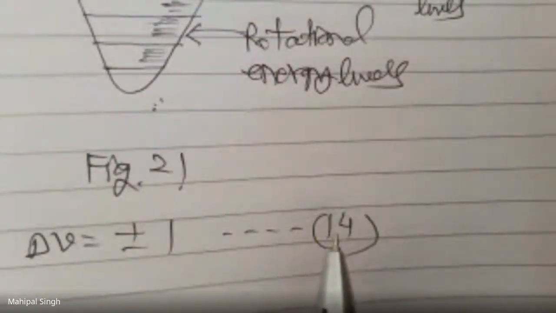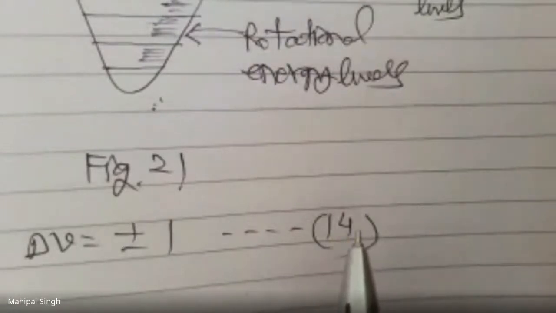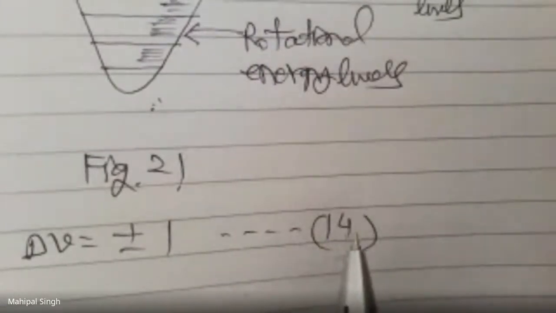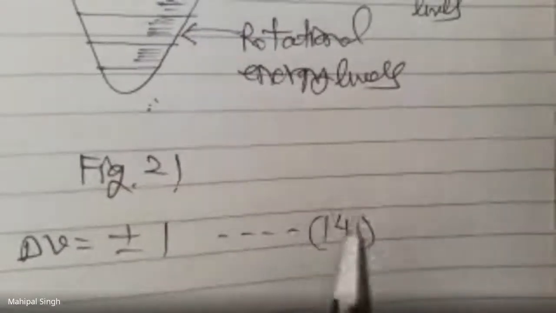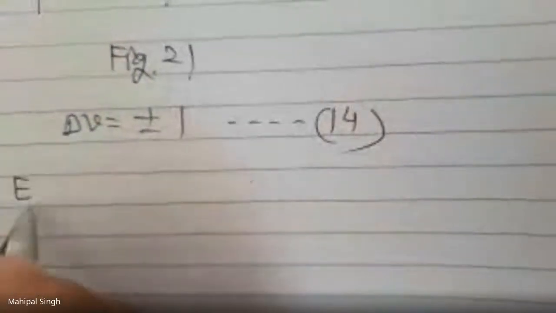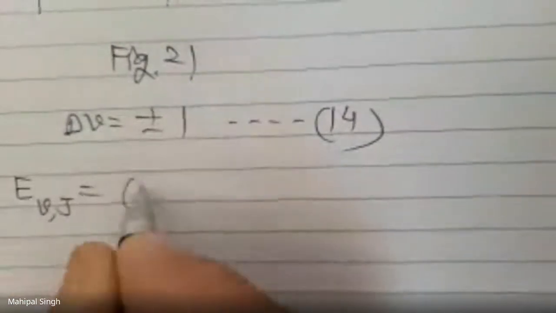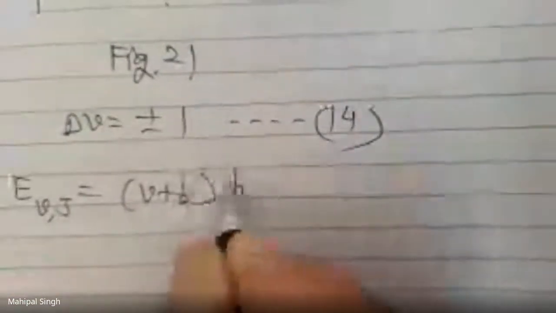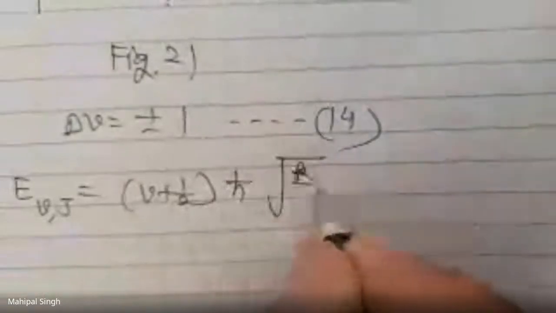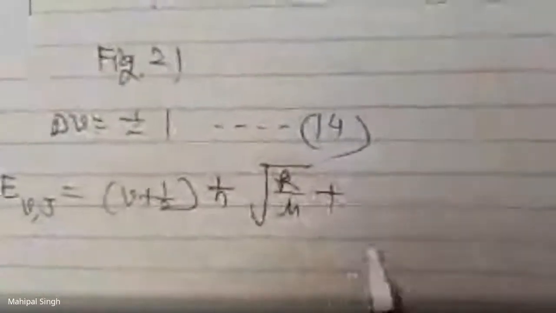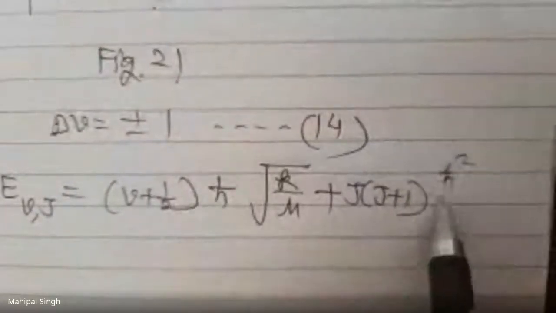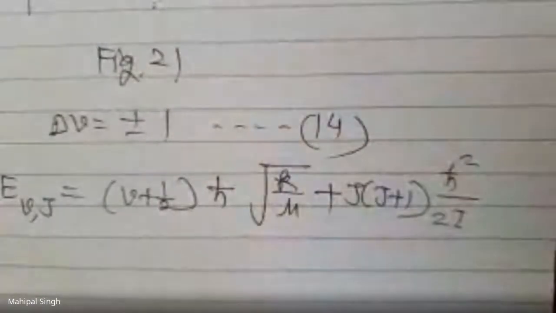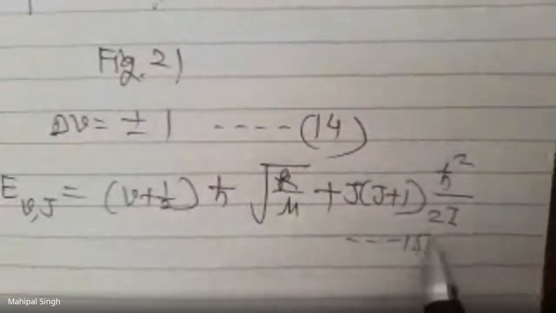The vibrations and rotations of a molecule take place independently of each other. Under these circumstances, the energy levels of a diatomic molecule are specified by Evj equal to v plus half h cross square root k upon mu plus J into J plus 1 h cross square upon 2I. This is equation number 15.